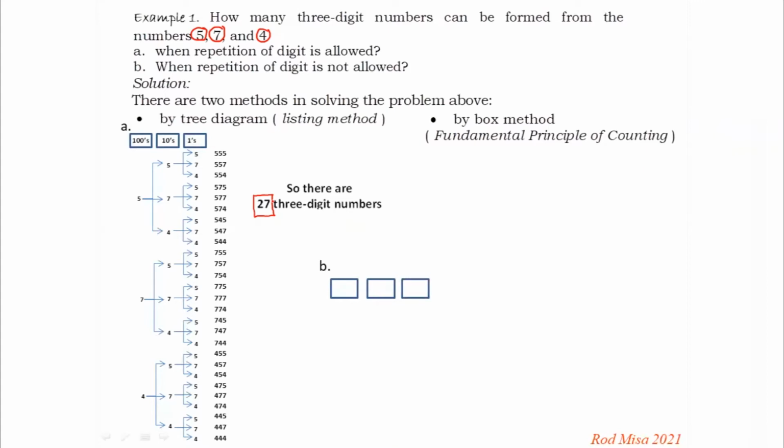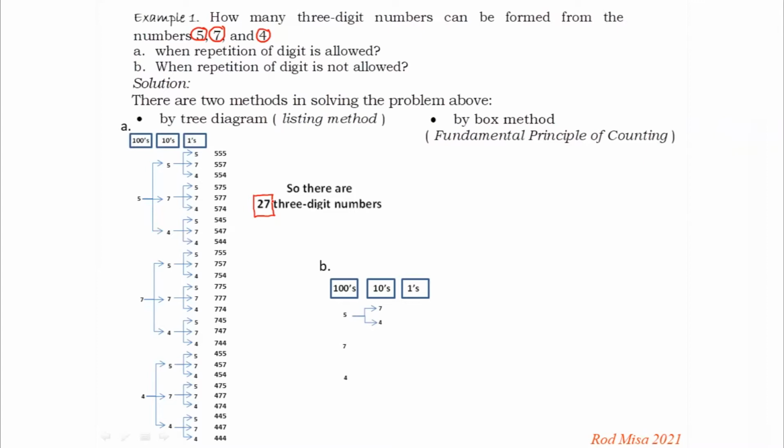So here, again, I'll be constructing 3 boxes. One for the hundreds digit, second for the tens digit, and the last box for the ones place. Now in the hundreds place, I can place any of the digits there. We can place 5, 7, or 4 here. But in the tens place, I cannot place 5 anymore because repetition of digit is not allowed. So I can place only 7 or 4 here.